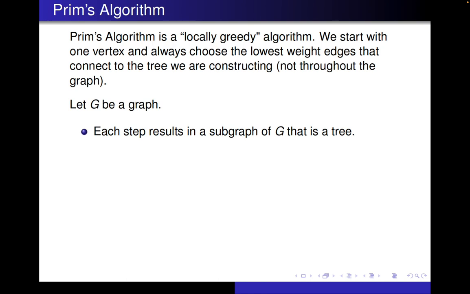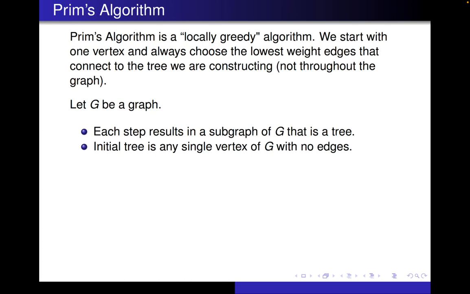So if G is a graph, what's going to happen is each step in our algorithm is no longer going to create a spanning forest. We're just looking at a subgraph of G that is a tree. So we're not looking at the entire graph. We're looking very, very small, especially at the beginning. So our initial tree is not very interesting. It's just a single vertex that we can choose at random or whatever one looks good to us. It's just any single vertex, and then we don't include any of the edges coming out of that vertex.